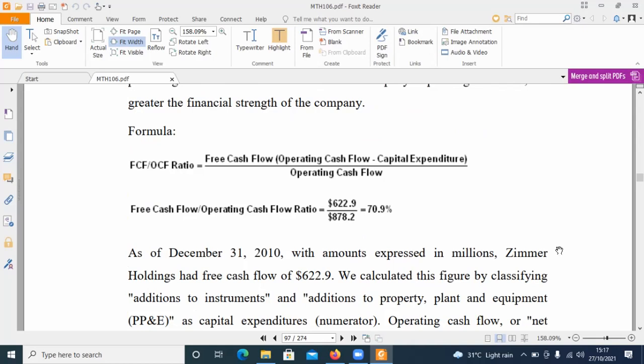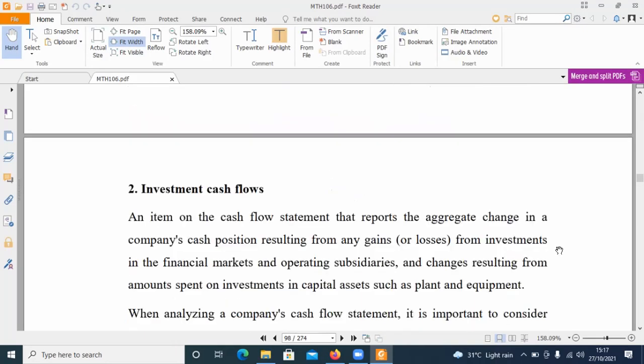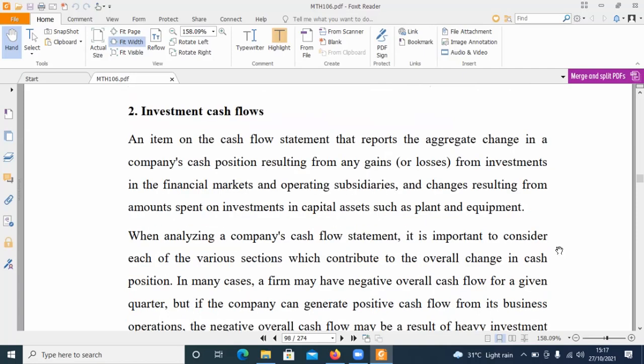So the definition is given to us as a ratio: the free cash flow of our operational cash flow. You take the free cash flow you obtain, divide it by the operating cash flow, and that will give you the cash flow indicator ratio.